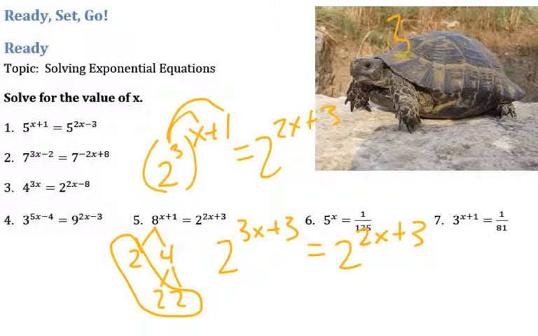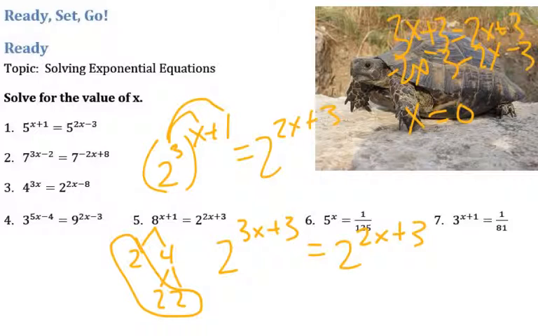We get 3x plus 3 equals 2x plus 3. Subtract 2x. We end up with x minus 3 equals 0.